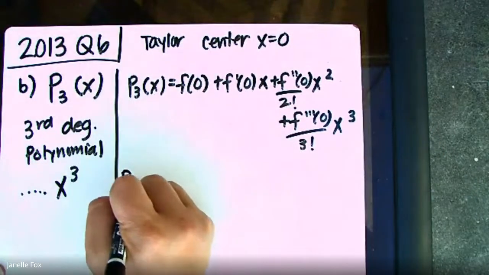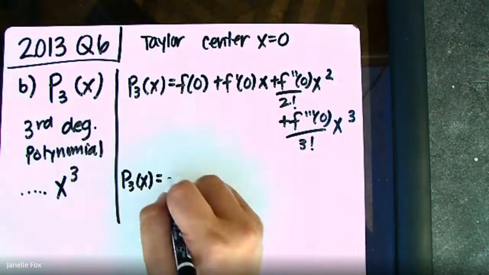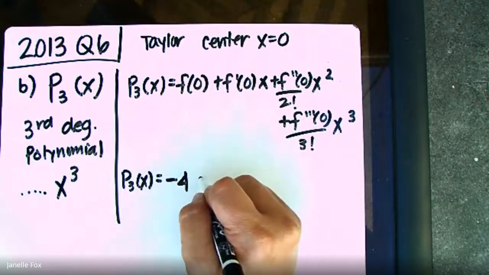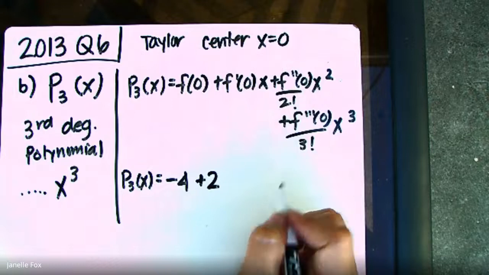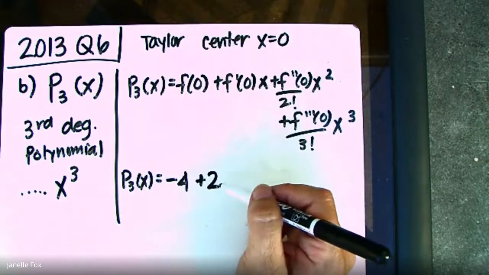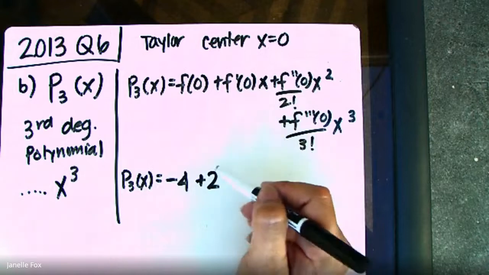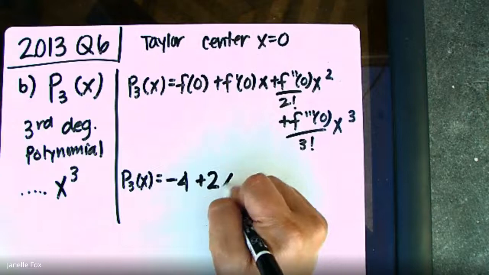So P sub 3 of x is going to be equal to f of 0, which is negative 4. F prime of 0, we already figured out, was a 2. Or, hey guys, this is a fun little thing. Even if you didn't know how to do part A, they gave you the derivative, so you would be able to plug it in right here. So even if you messed up part A, it wouldn't matter. So this is 2 times x.